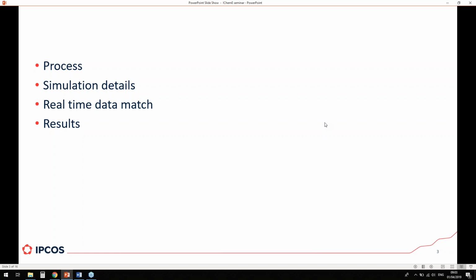Let's jump into the details. I will first describe the process, so we all know exactly what it is that we're talking about. Then I will describe some details on how I built the simulation, basically explaining the assumptions we made and maybe the reasons why we made those assumptions. Finally, we'll look into the real-time data match and then some results that we have already obtained from the simulation.